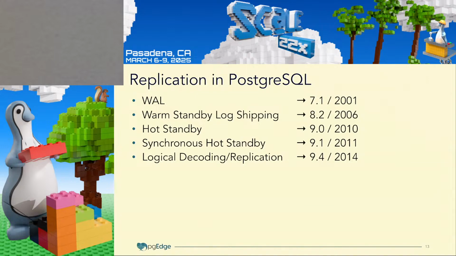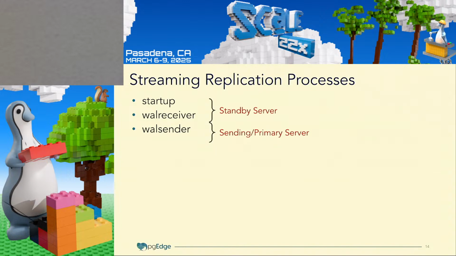Logical decoding and logical replication came in 9.4. This is very different to how streaming replication works. Streaming replication has three core processes: you have your startup and WAL receiver, and you have the WAL sender. WAL receiver and startup are on the standby server. WAL receiver is going to ensure that the WAL that it receives from the WAL sender is flushed onto the disk.